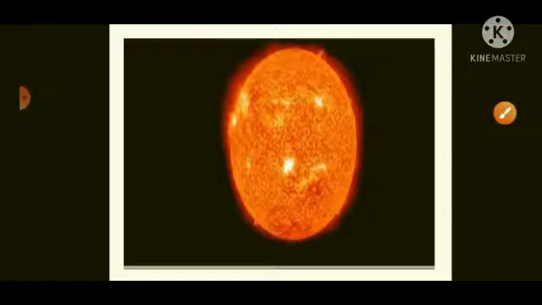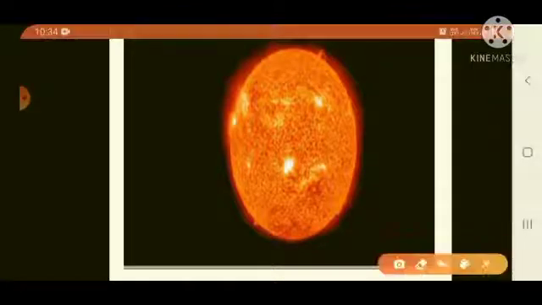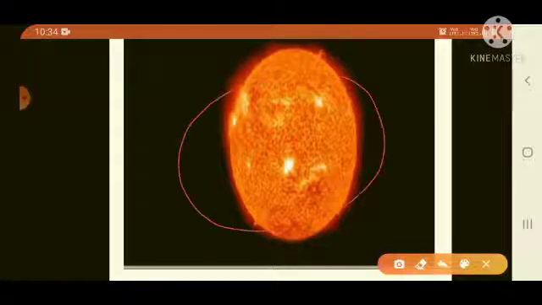The stars are huge balls of burning gases which produce their own heat and light. You can see here in the image.